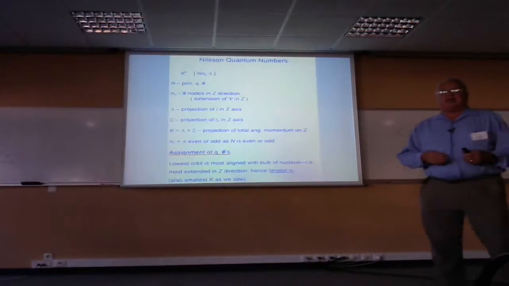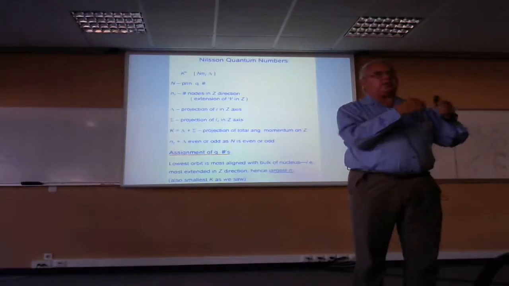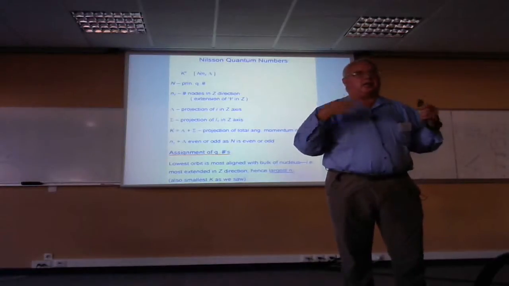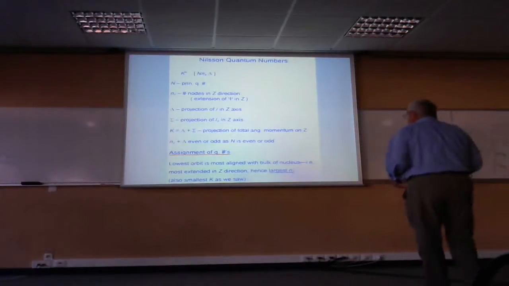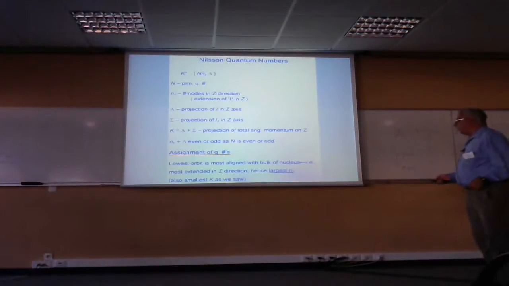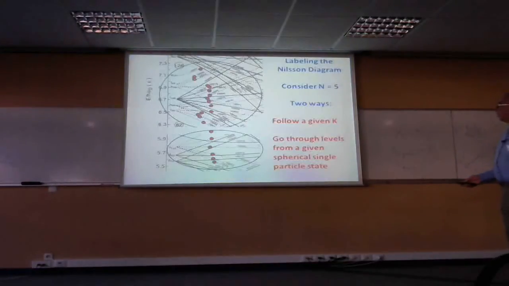The basic idea is that the more the particle is going in an equatorial plane, the more it's aligned with the nucleus, the larger n sub z is going to be. Okay? And there are two ways of doing it. Well, we'll talk about them. So the lowest orbit is most aligned with the bulk of the nucleus. It's most extended in the z direction, so it has the largest n sub z and the smallest k. Knowing that, we can assign these quantum numbers to any orbit we want. Okay, and so I'm going to do that now. I'm going to do it two different ways.